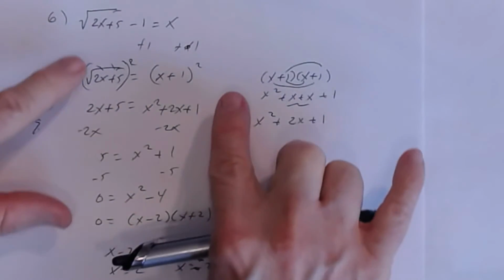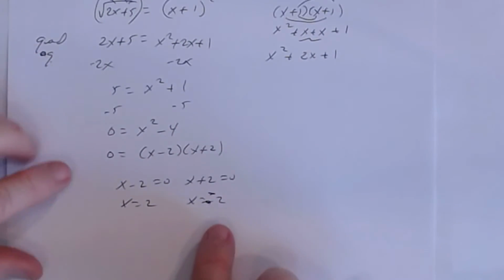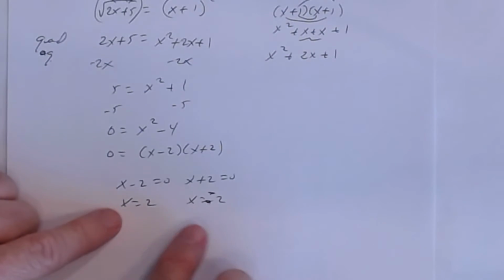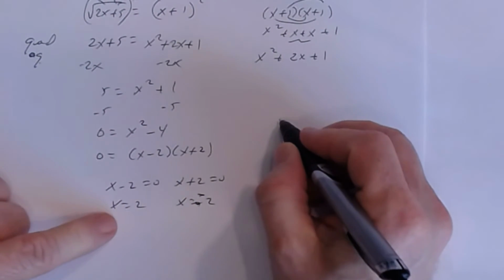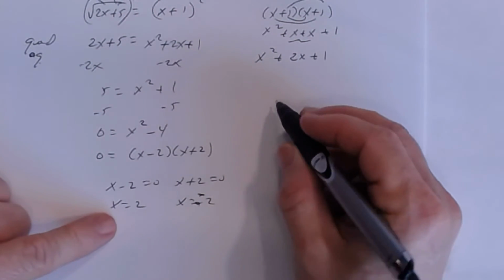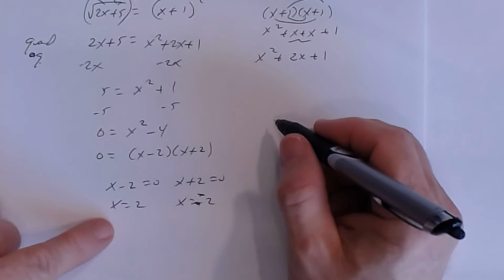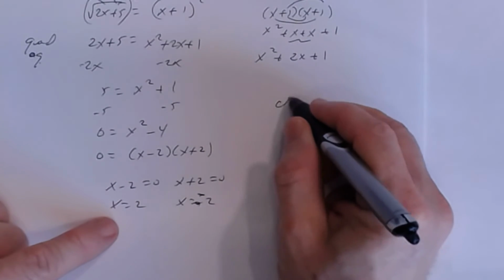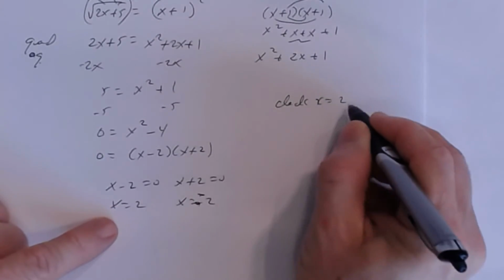But since I raised both sides to an even power, one of them may be extraneous. They both may be extraneous. All right, so you have to check. So let's check x equal 2 first. So we're checking for extraneous. We're checking to see if any of these are false solutions, extraneous solutions. So let's check x equal 2.